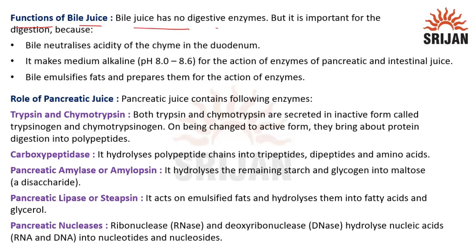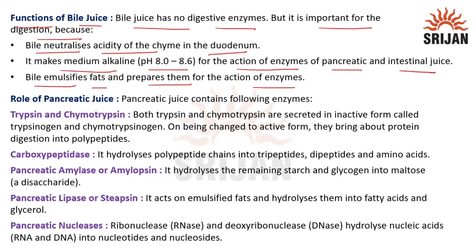Then, function of bile juice. Bile juice has no digestive enzymes, but it is important for digestion because bile neutralizes the acidity of the chyme in the duodenum. It makes the medium alkaline, so pH will be 8.0 to 8.6 for the action of enzymes of pancreatic and intestinal juice. Then bile emulsifies fats and prepares them for the action of enzymes.